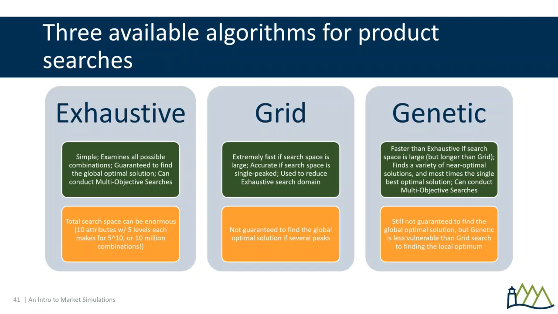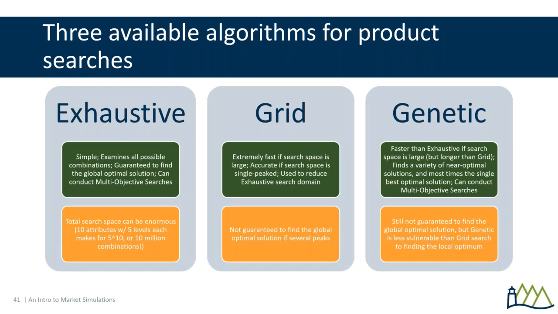So that is one reason why we've implemented, I can't say come up with because it wasn't our original idea, but why we've implemented a genetic algorithm within our software. And genetic is faster than exhaustive, but it's going to be a little bit longer than grid, and we'll talk to you about why. And the really great part is that it's going to find a variety of near optimal solutions. So instead of just that one solution or a couple solutions from grid, it's going to find a couple optimal solutions. And most of the times it does happen that one of those solutions is the most optimal.